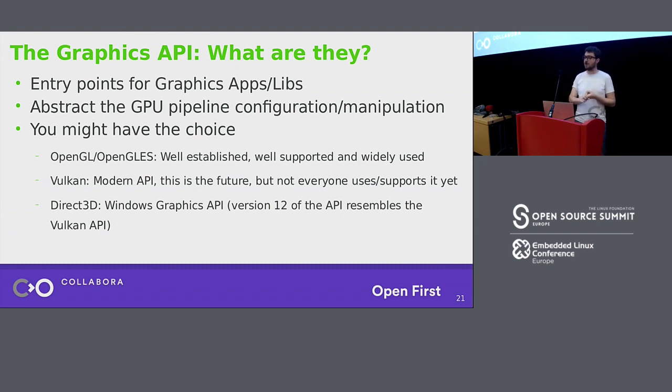So why do we need that? When you look back at the graphics pipeline and at the command stream stuff, you can imagine how complex it is to actually get it right for a specific hardware. So what those graphics APIs do is abstract those hardware specificities. Yeah, you might have this choice. It really depends on your hardware. So if you use Intel GPUs, you can use OpenGL, Vulkan, and even Direct3D now, thanks to the Mesa drivers.